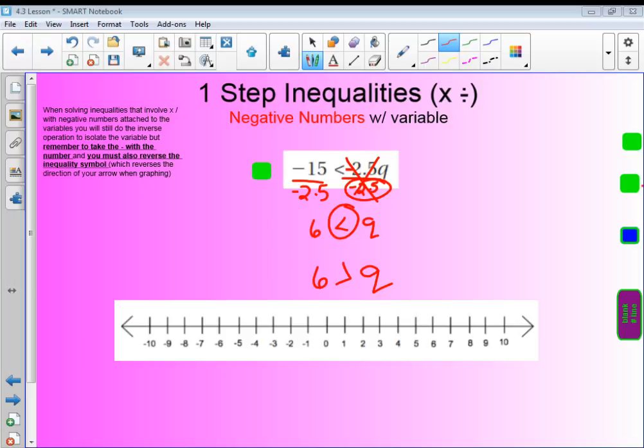So I'm going to go to my number line. I'm going to find 6. It's an open circle because it is not also equal to. And 6 is the bigger number, so smaller numbers would fall this direction. Okay, so that's how I would actually graph that. So we're still going to solve it the same way. Key thing is we have to remember to reverse that inequality symbol.